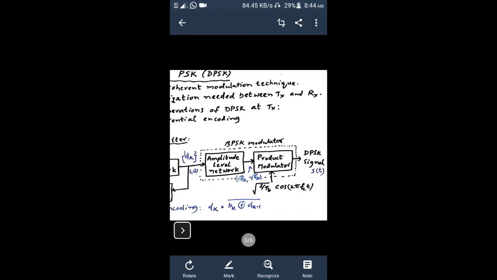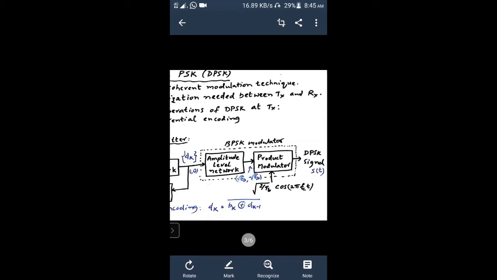Now the last block, PM, the product modulator. This multiplies this cos function with root Eb and minus root Eb. If root Eb is multiplied with this basis function, you will get root of 2Eb by Tb, cos 2 pi fc t. If it is multiplied with minus root Eb, the amplitude will be negative. That means the output of the product modulator is the carrier signal with either positive amplitude or negative amplitude.